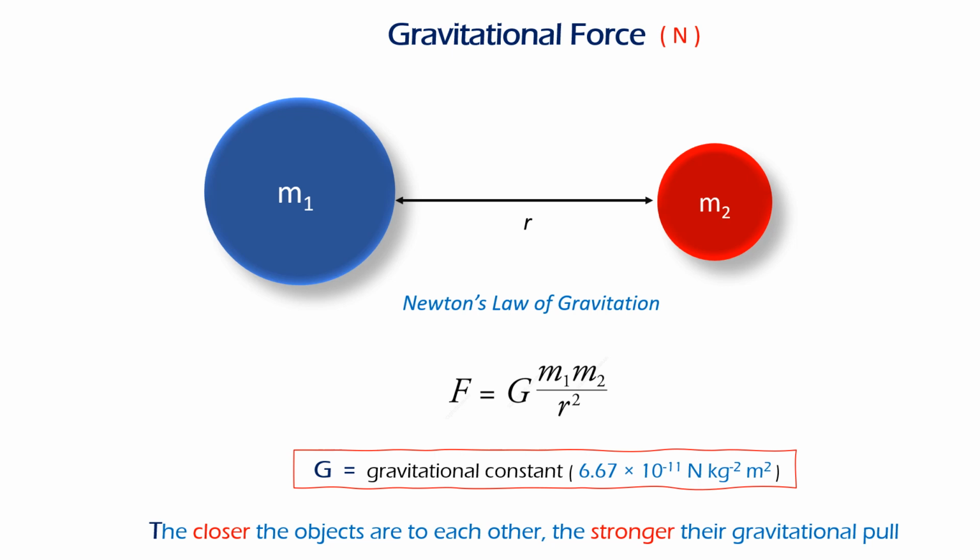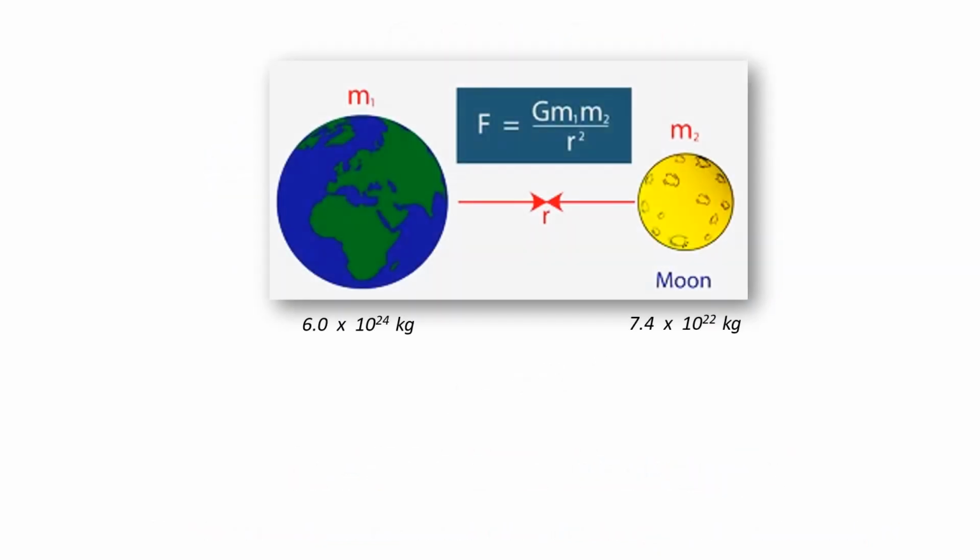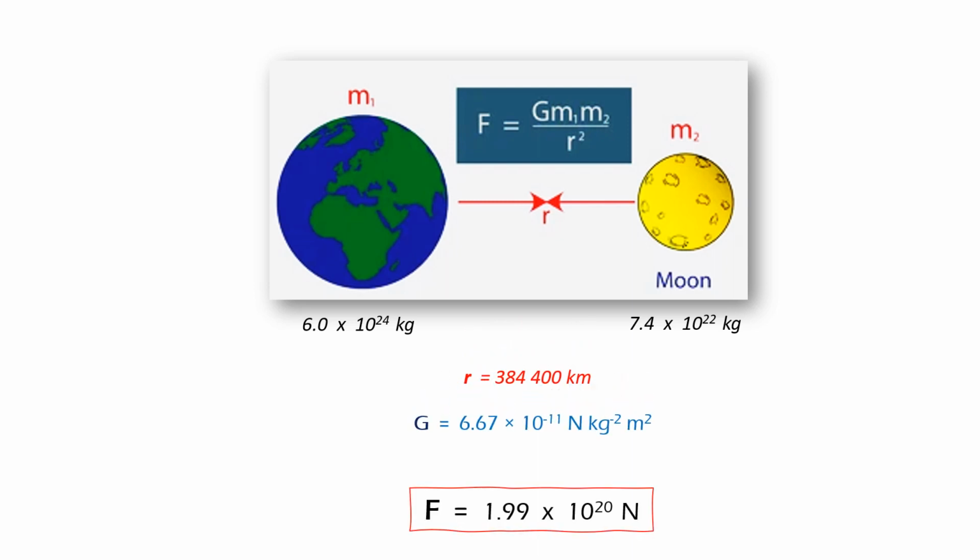G is defined as the universal gravitational constant, which is 6.67 times 10 to the minus 11 newtons per square kilogram square meter. The gravitational force between the Earth and the Moon is almost 2 times 10 to the power 20 newtons. Now these two forces are equal and opposite as per Newton's third law. The Moon is pulling the Earth at that much of a force, and the Earth is pulling the Moon towards its center at that same force of 2 times 10 to the power 20 newtons.